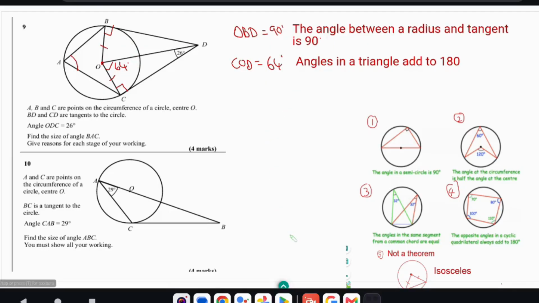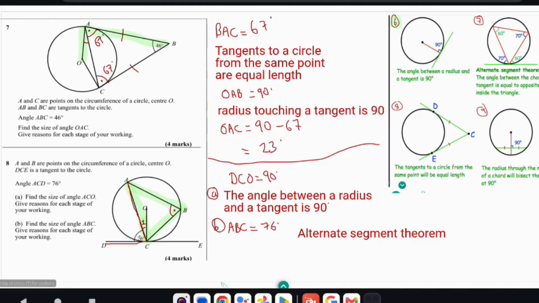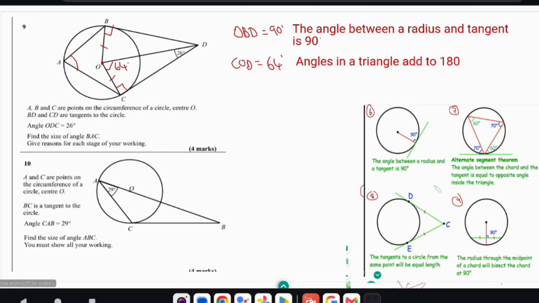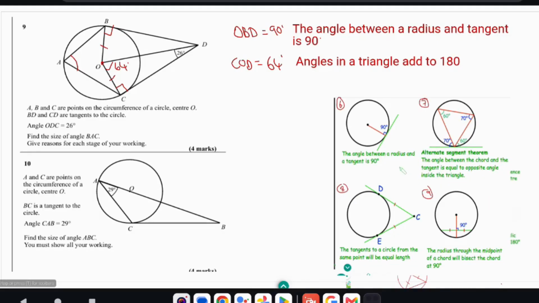We also know, don't we, that from our tangent theorems, I'll just bring those over. We know that number 8, the tangents to a circle from the same point will be equal length. So can you see we've actually got a symmetrical shape here, haven't we? So this is 64 as well. And here we've got 26. So we can see BOC is equal to 128 degrees.